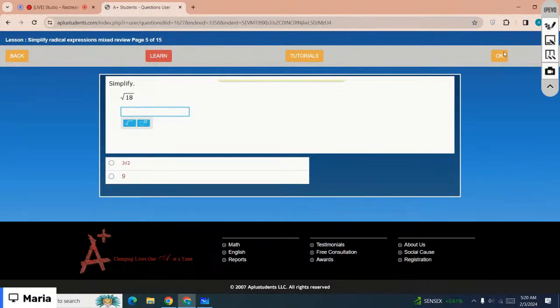The next one is square root 18, which is the correct option? The correct option is, yes, that is option number 1, right? 3 square root 2 is the correct option. Option number 1 is the correct option.